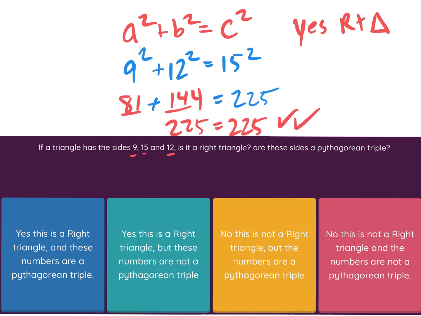Now, so is it a right triangle? I'm going to say yes, okay? Are these sides a Pythagorean triple? All you got to do is check and see if they're nice numbers. Well, yeah, 9, 12, and 15, those are nice numbers. Remember, the book says counting numbers. So if you count, you'll eventually get to 9, you'll eventually get to 12, you eventually get to 15. So you would also say, yes, this is a Pythagorean triple.